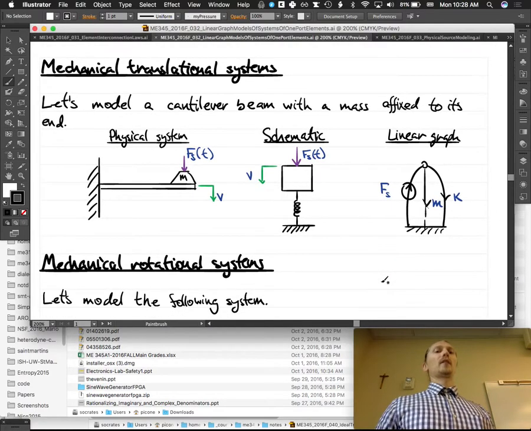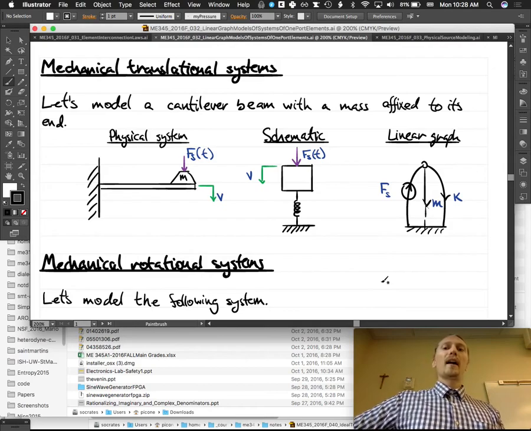Okay, mechanical translational systems. So let's model a cantilever beam with a mass affixed to its end.